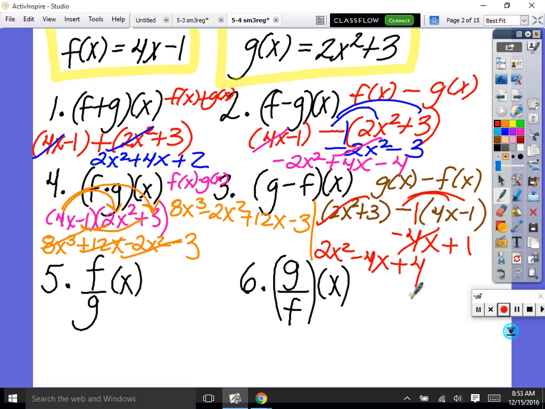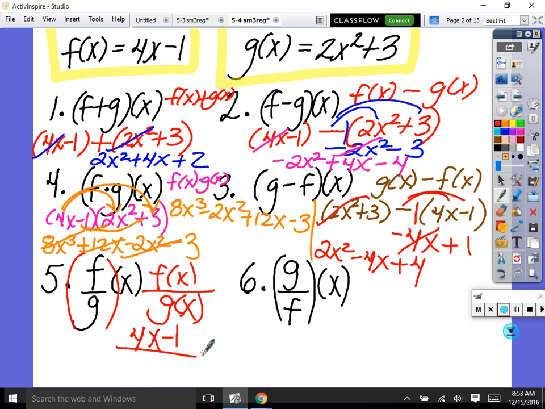We're about to get there, sorry. So now let's do f divided by g of x. This is supposed to be like that. F divided by g of x literally means f of x divided by g of x. So f of x goes on top, so that's 4x minus 1, divided by g of x, which is 2x squared plus 3.